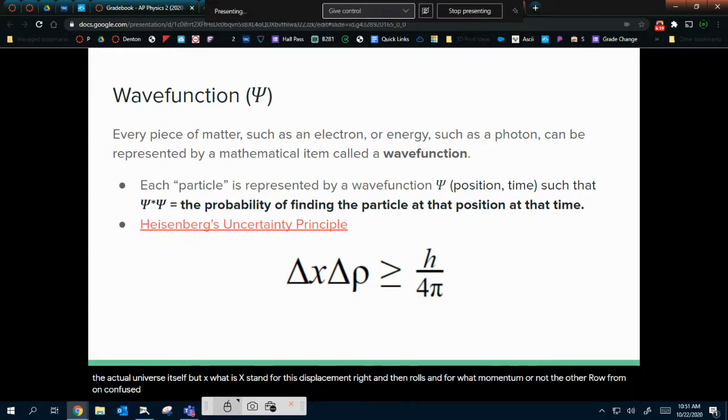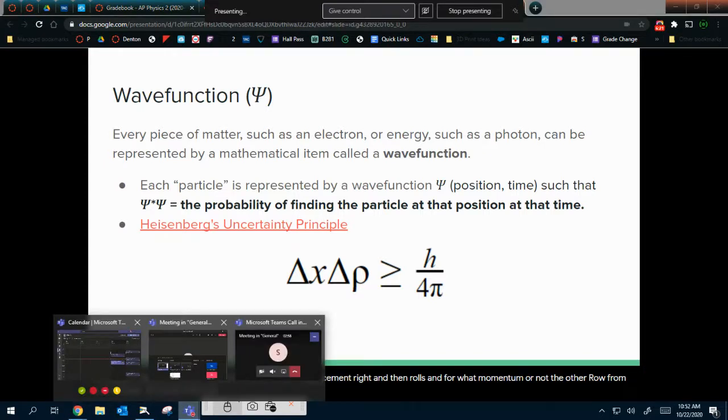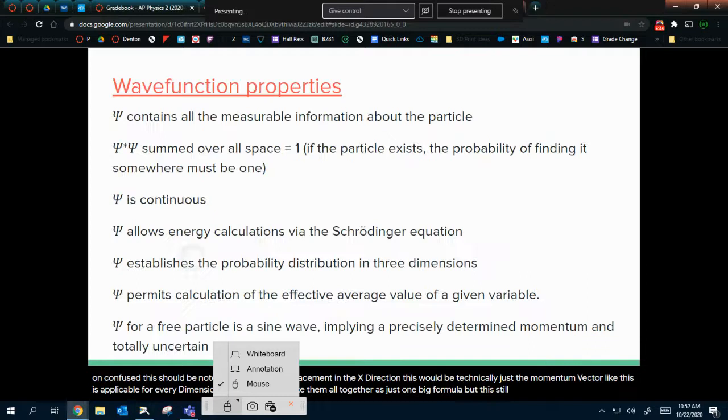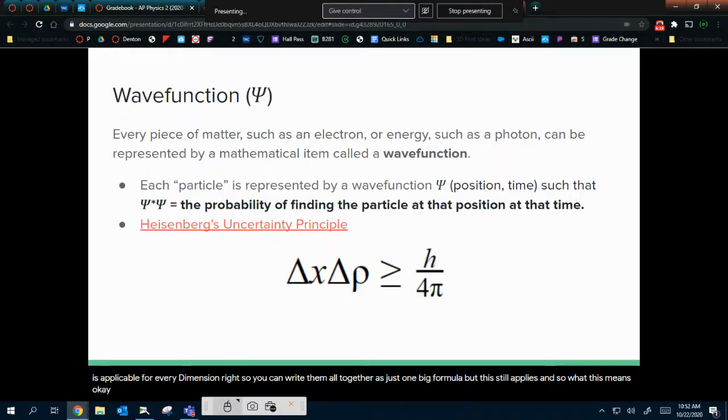But it should be noted that this is the displacement in the x direction. This should technically be just the momentum in the x direction. This is applicable for every dimension, and so you could write them all together as one big formula, but this still applies. And so what this means is that you can only be very specific about one thing. The more specifically you know the position, the less specifically you know its momentum.